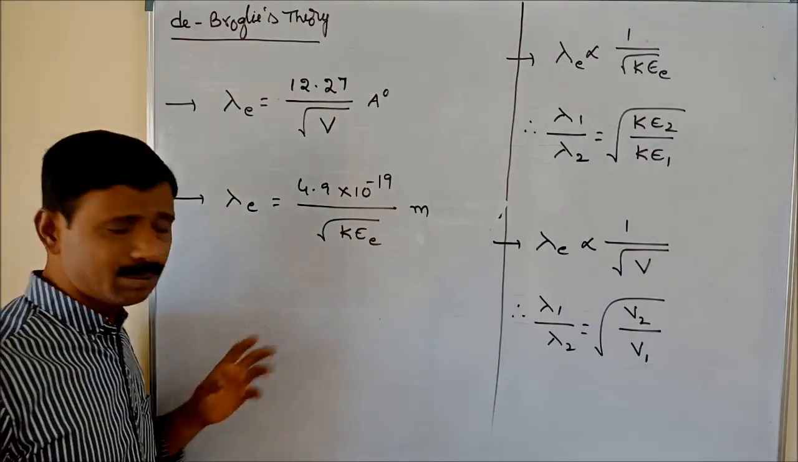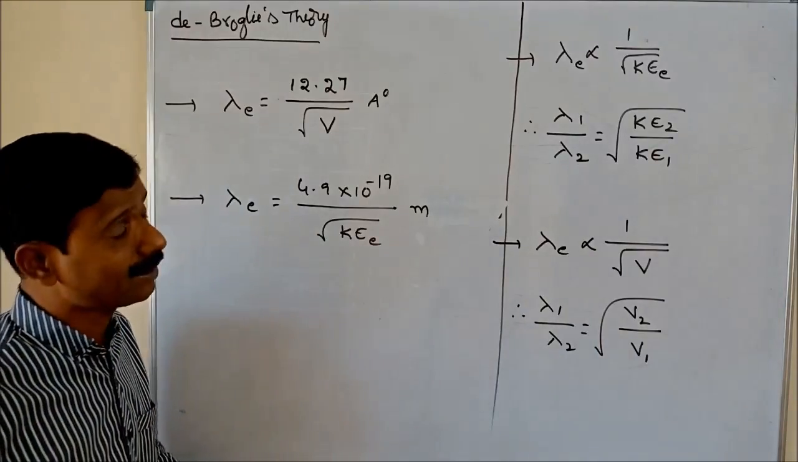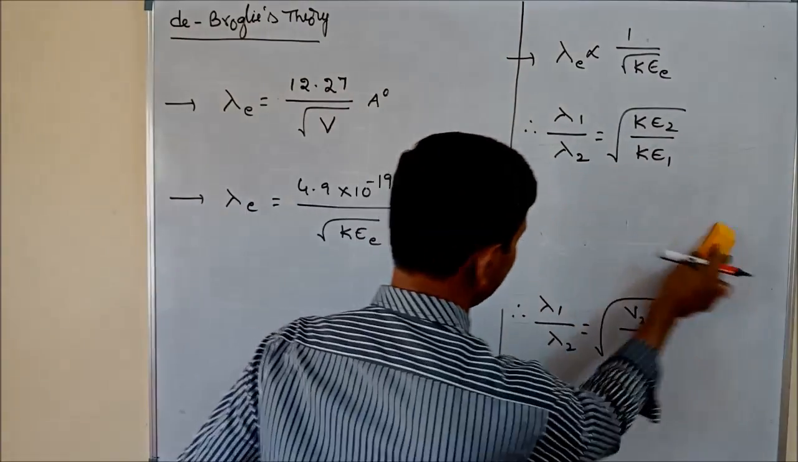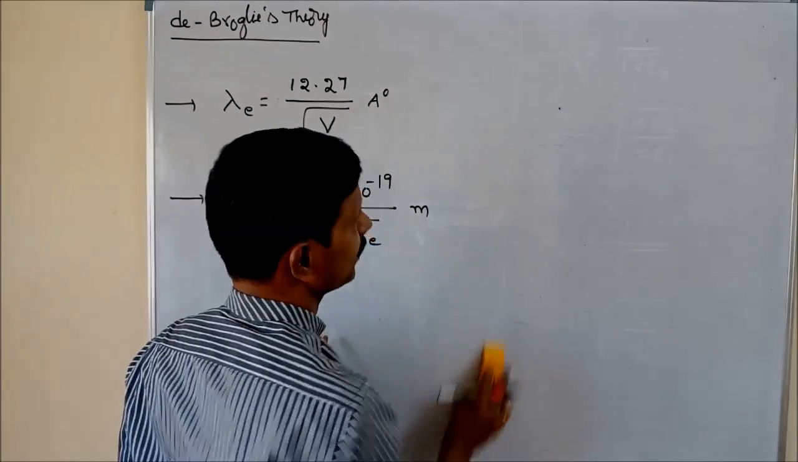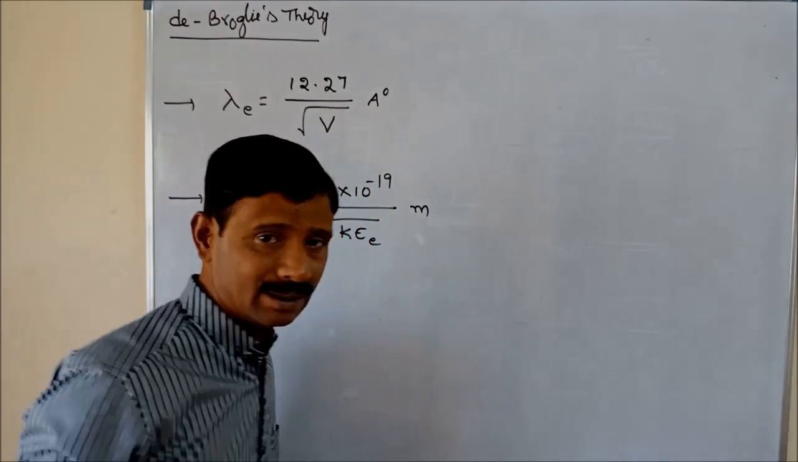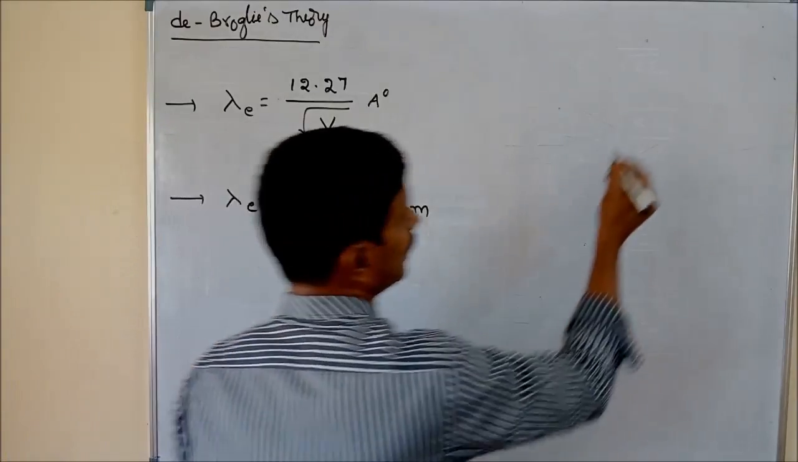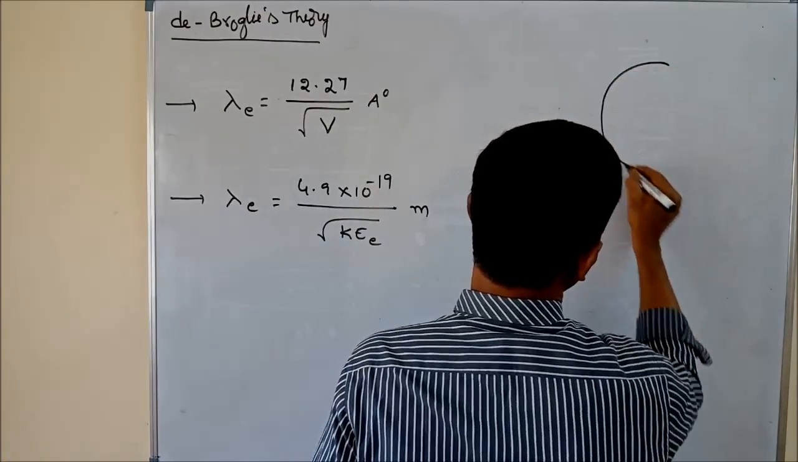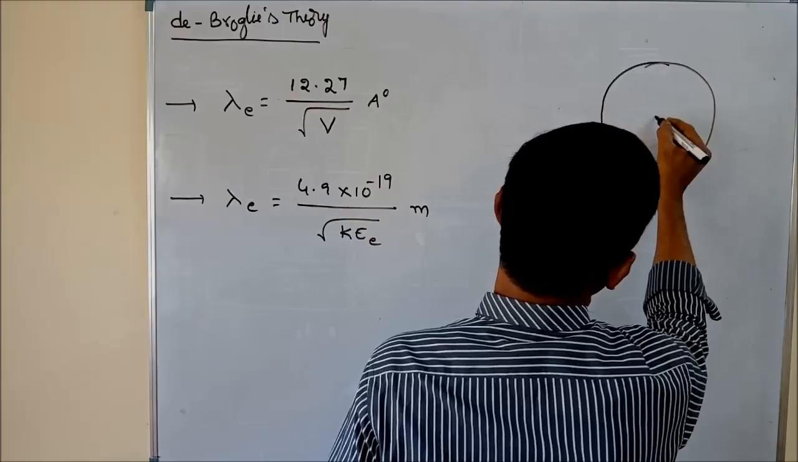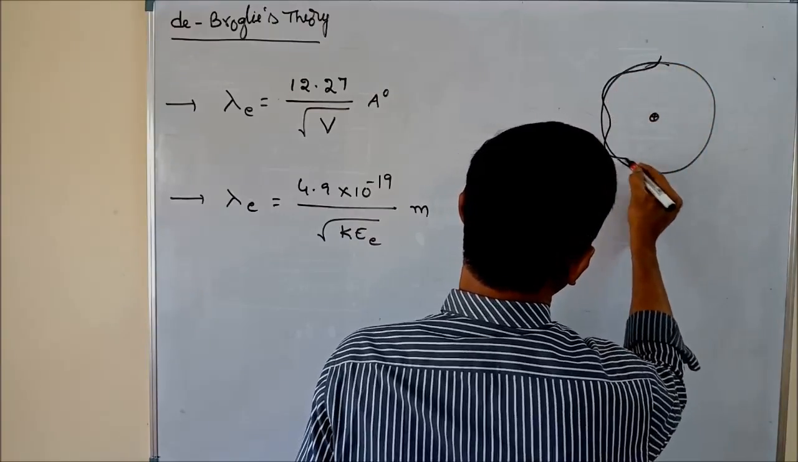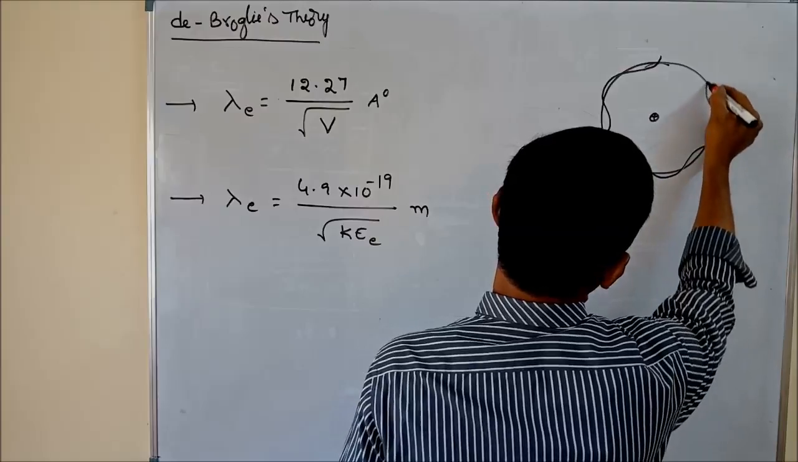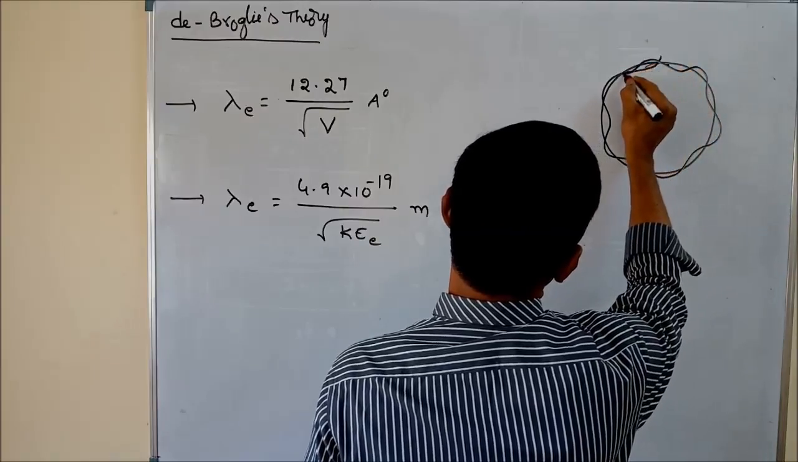Now, since the electron is moving in a circular orbit, as in the concept given by Bohr, that is angular momentum, in this circular orbit, if the electron is revolving like a wave, it should be in the same phase like this.